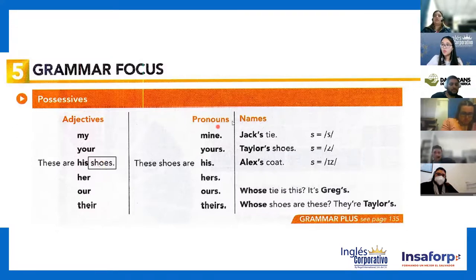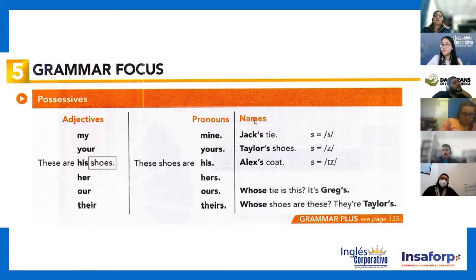In the case of the pronouns, usualmente los pronouns, si lo traducimos es cuando usted dice, este teléfono es de él, estos libros son de ellos. Entonces, usually están al final o al principio de una oración. Vamos a ver unos ejemplos, vamos a hacer unos ejercicios y usted va a ver ahí the difference. Entonces, in the case of possessive pronouns, usualmente van a ir al final o al principio de una oración.